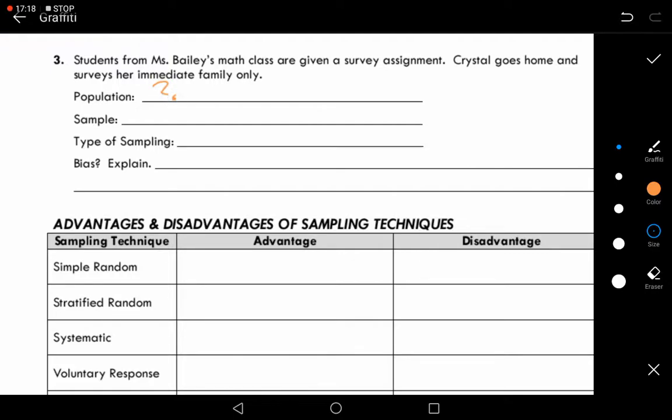Okay, the sample that Crystal is taking here is her immediate family, right? We don't know what her immediate family represents, but we know that's who she's surveying. Okay, type of sampling. This one is pretty obvious too, right? Crystal goes home every day, she ends up at her house where her family is every single day. So this type of sampling is called convenience sampling.